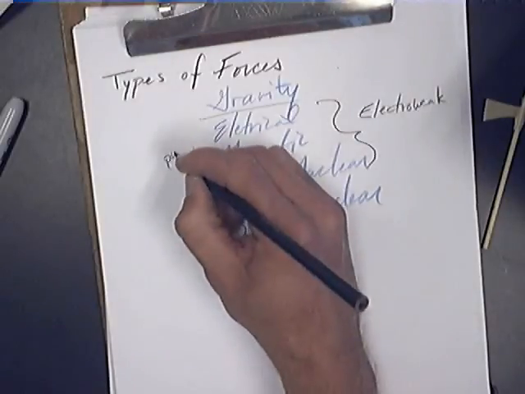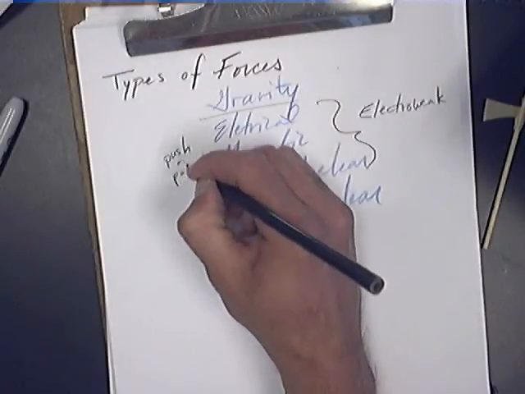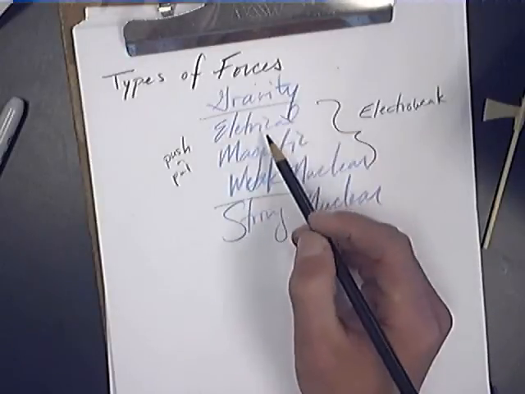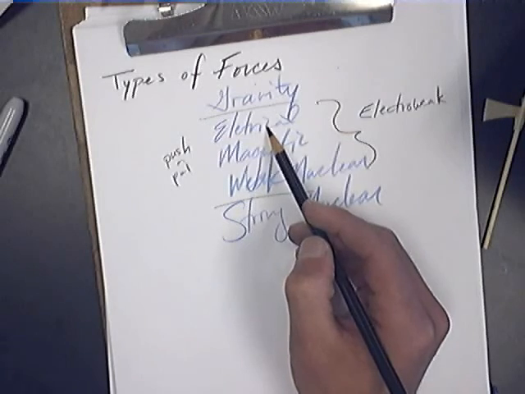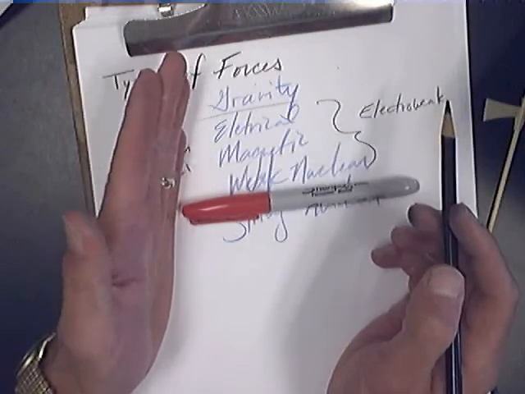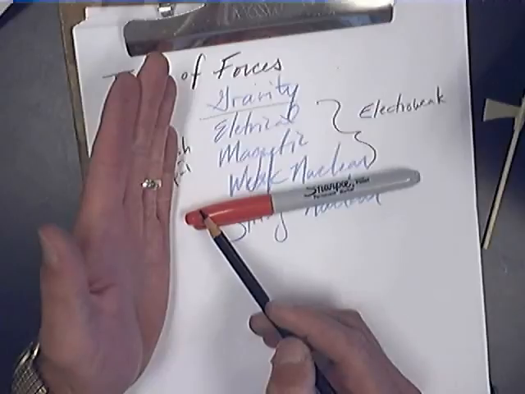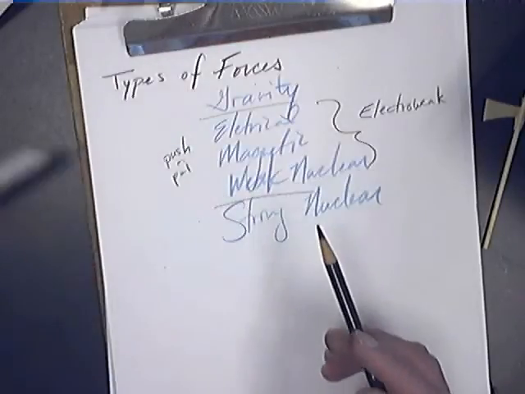What we think of as a regular push or pull is either gravity or the electrons repelling in our hands, bats, pens, pushing things around with our hand. The electrons in my hand are repelling the electrons in the pen. That's what's moving it around.